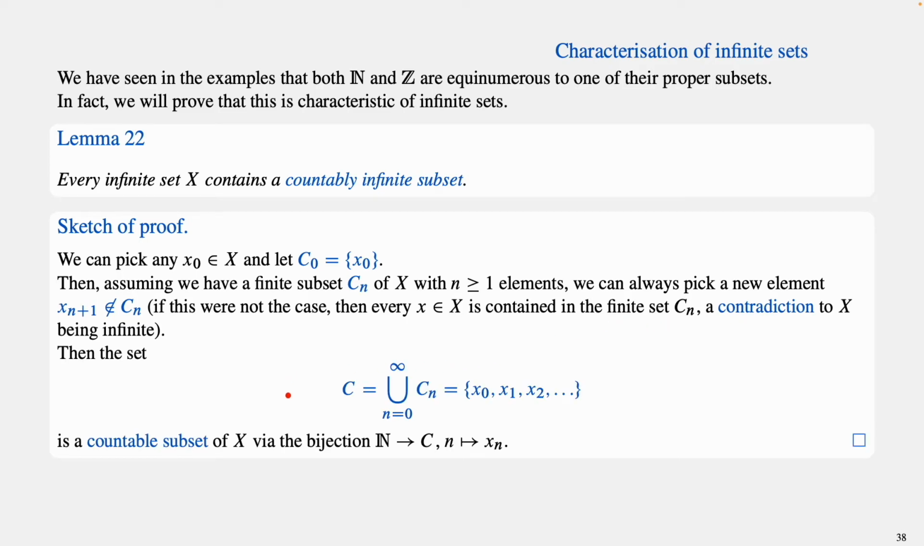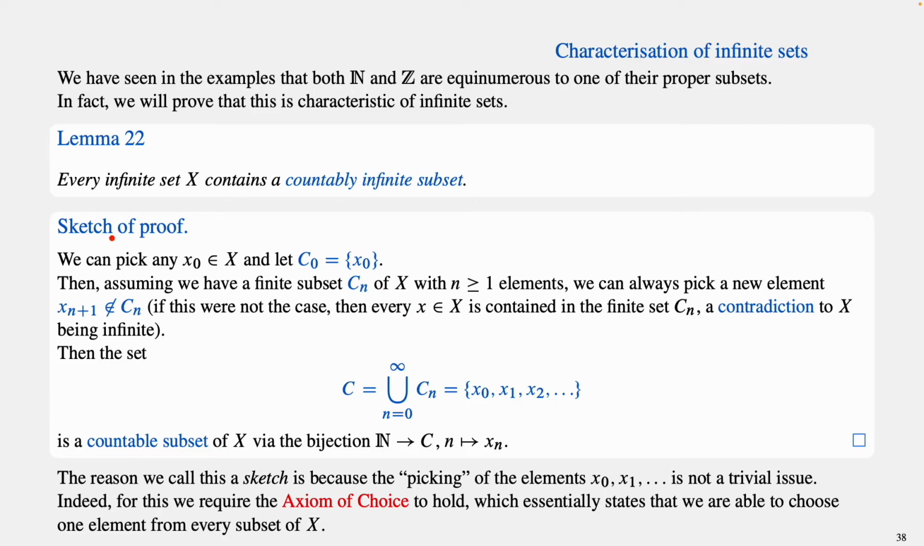And then we define the set C to be the union over all these finite sets Cn, from C0 over all the Cn's constructed iteratively in this way, and this is just a set containing all the elements x0, x1, x2, and so on. And of course, we get a bijection from n into the set C by mapping n to the element xn. So this is a countable subset of X, and we have proved our lemma here.